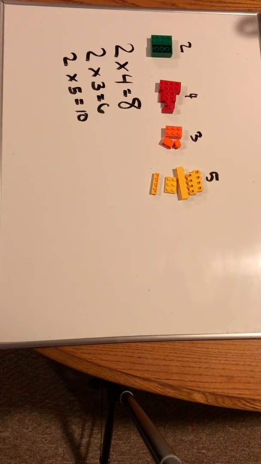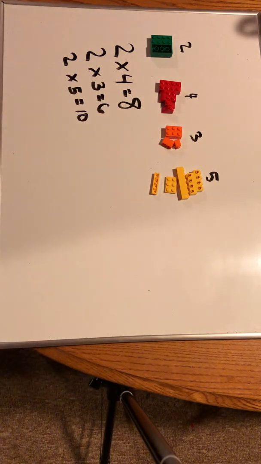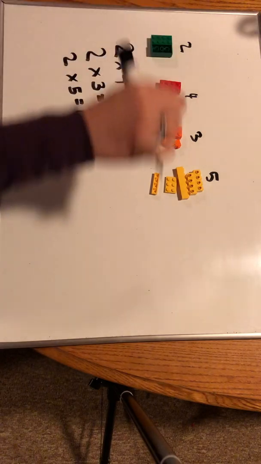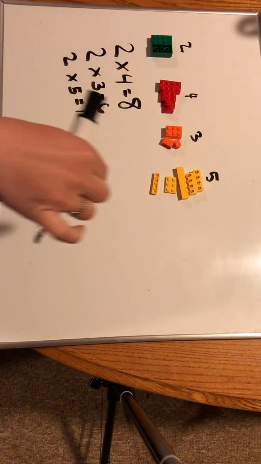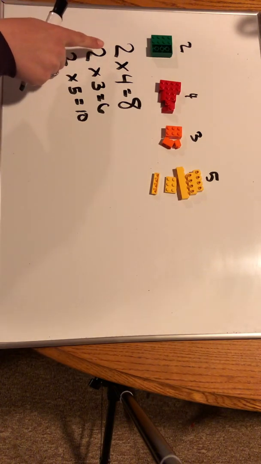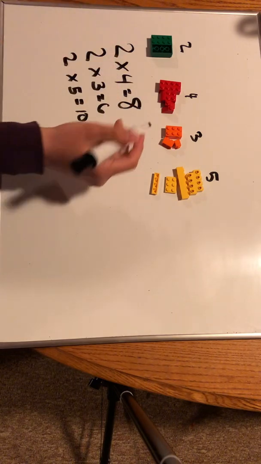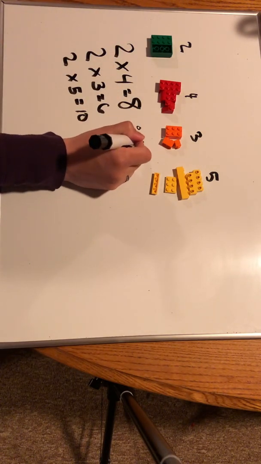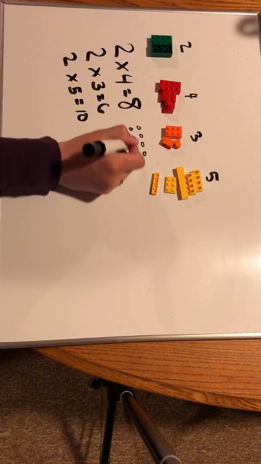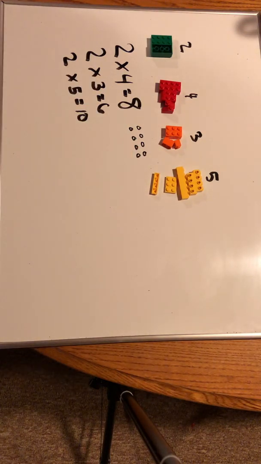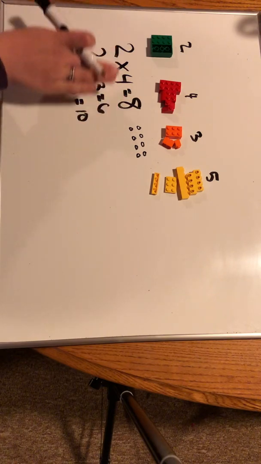Next, what you are going to do is draw an array for each multiplication fact. So I'm going to use these 3 multiplication facts that I just did and draw my array. Remember, arrays are organized in rows and columns. So this multiplication sentence, 2 times 4, really says 2 rows of 4. So I have 1, 2, 3, 4, 1, 2, 3, 4. That is my array for 2 times 4.